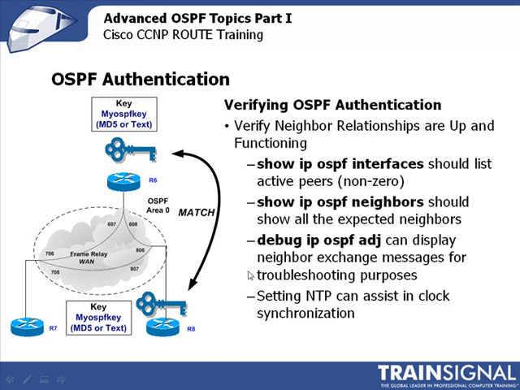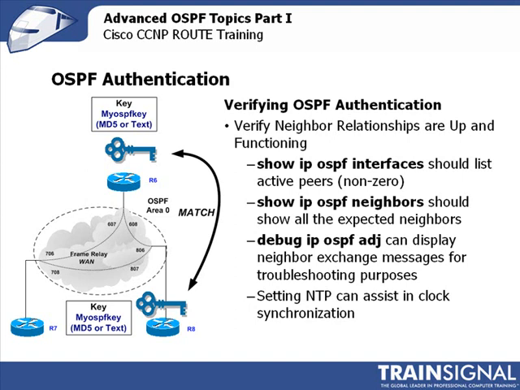Verifying that OSPF authentication is actually functioning is a fairly simple and straightforward process. If you had neighbor relationships up and functioning before and you configured authentication, then it should drop and then come back up. If the neighbor relationship is not reestablished, then something is incorrect. But you want to be able to verify those neighbor relationships are functioning.